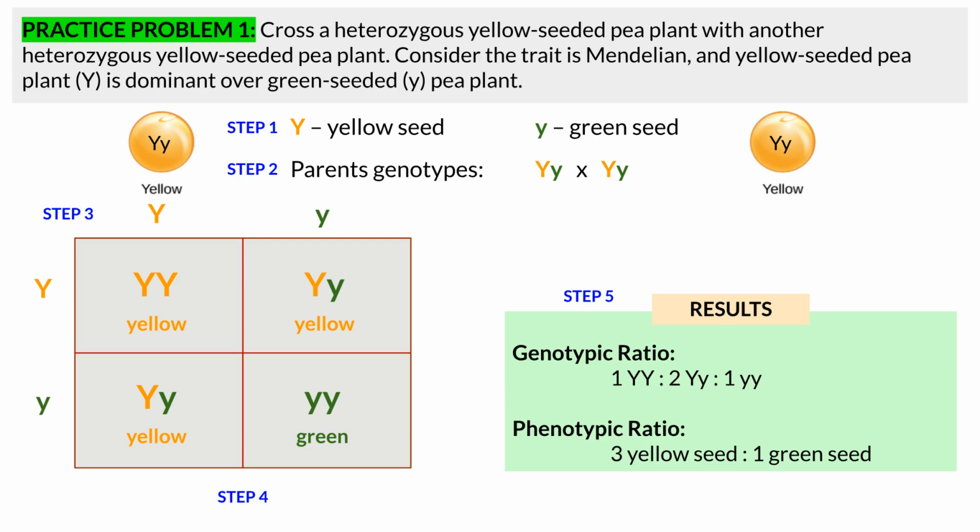Step 4. Fill in the Punnett square. When gametes combine, 4 possible offspring combinations are formed. Any offspring with at least one yellow allele has yellow seeds. Only offspring with 2 green alleles have green seeds. Step 5. State the results. Genotypic ratio, 1:2:1. Phenotypic ratio, 3:1.